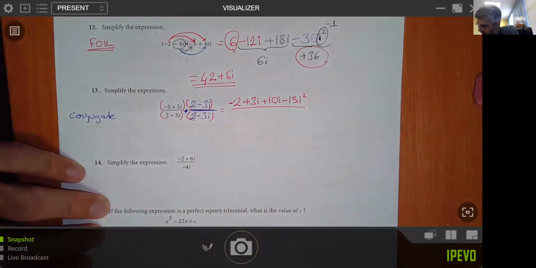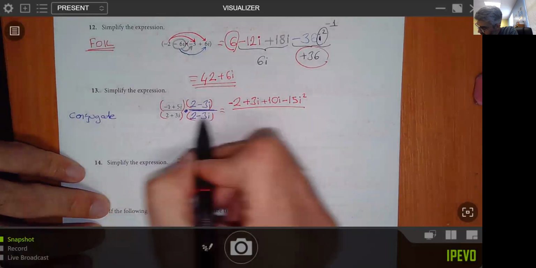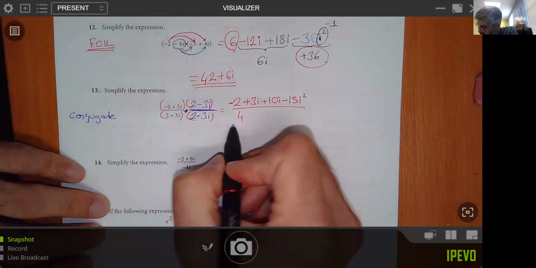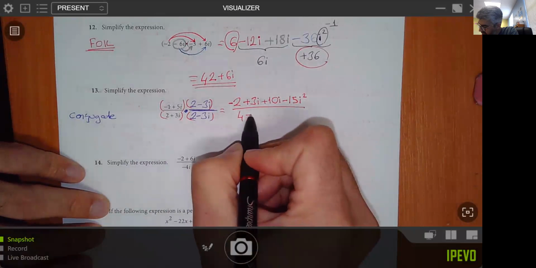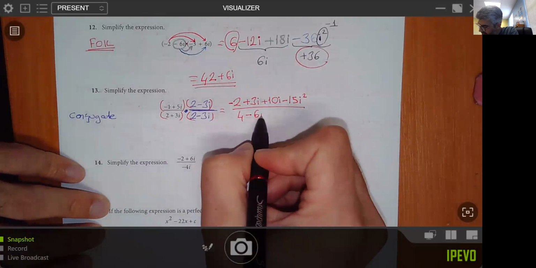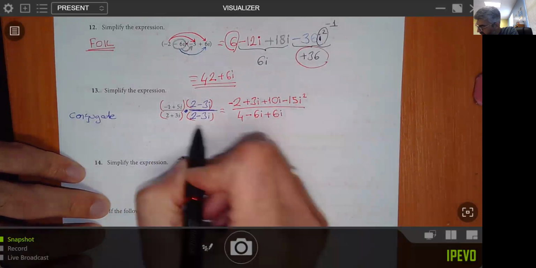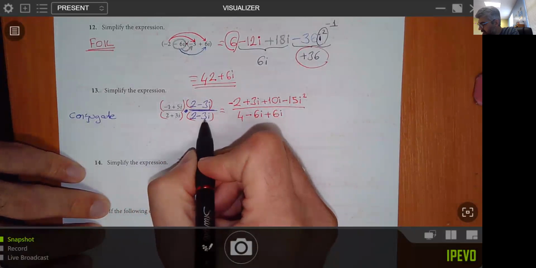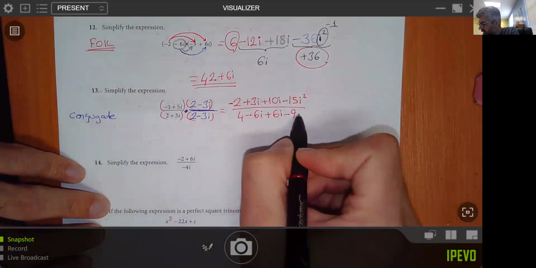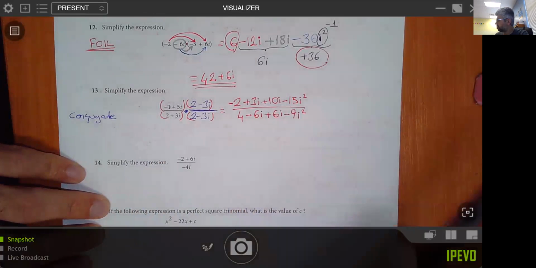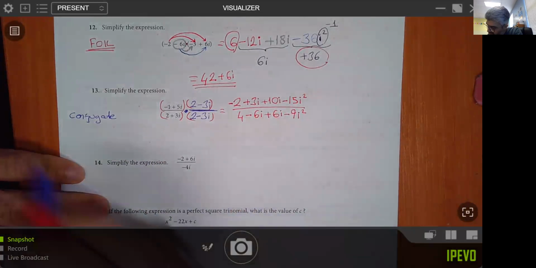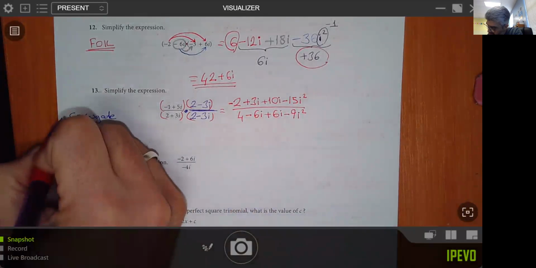This is the numerator. What about the denominator? So 2 times 2 is 4. 2 times negative 3i is negative 6i. 3i times 2 is plus 6i. 3i times negative 3i is negative 9i squared. By the way, remember, guys, the conjugate is important.